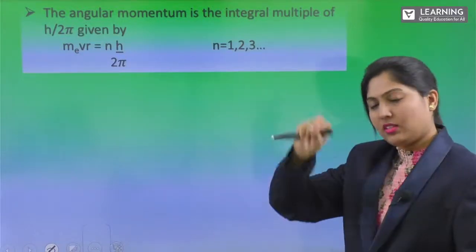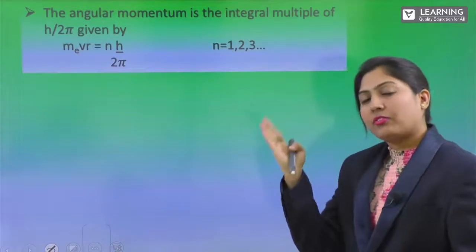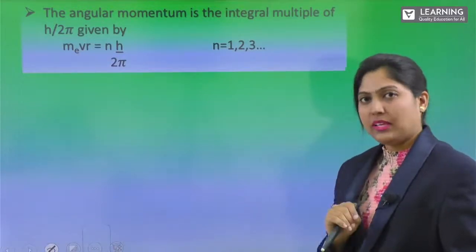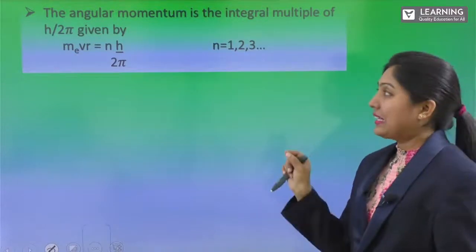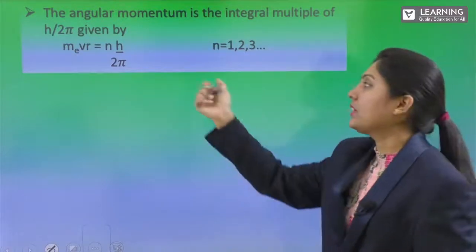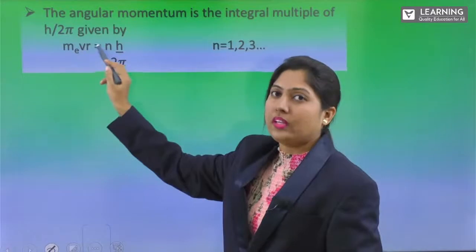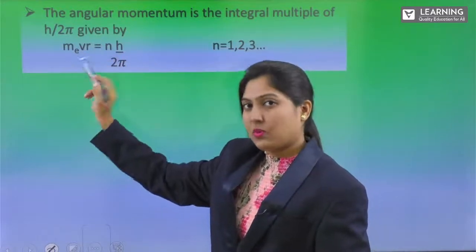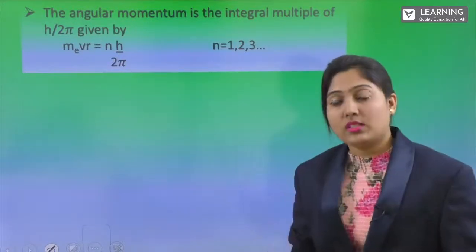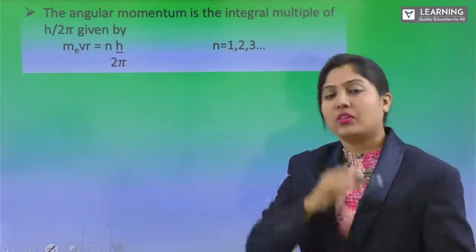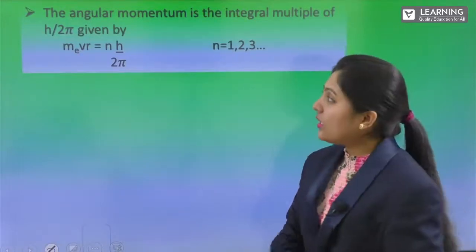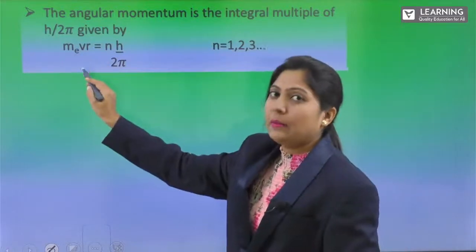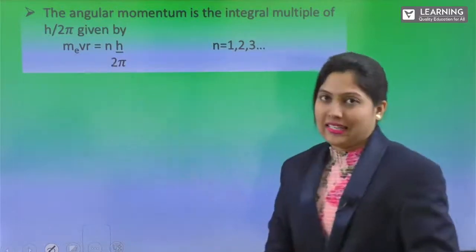Next we have the angular momentum. When any object is moving in a circular path, angular momentum will be there. In physics, as you might have studied, it is given by mvr, where m stands for mass, v stands for the velocity of the object, and r for the radius of the circular path in which it is moving. Here we are taking m e because it is the mass of an electron.